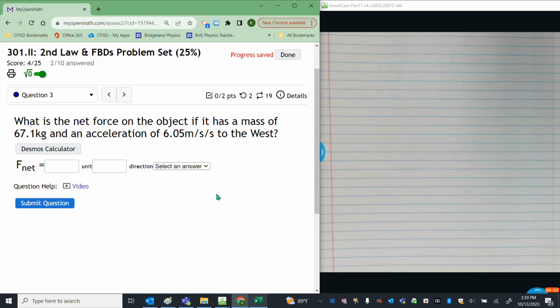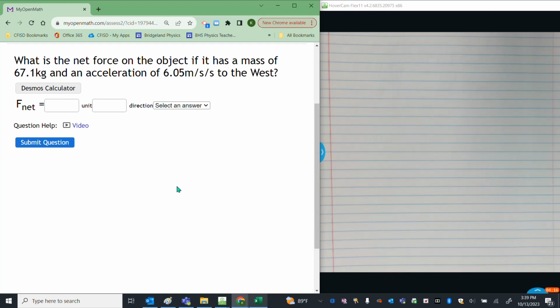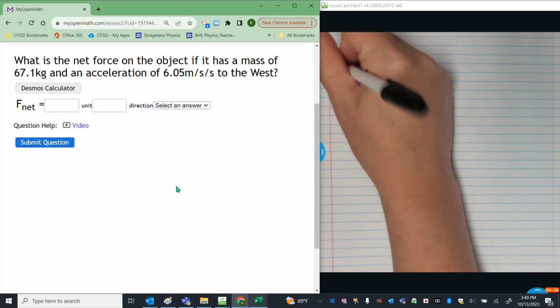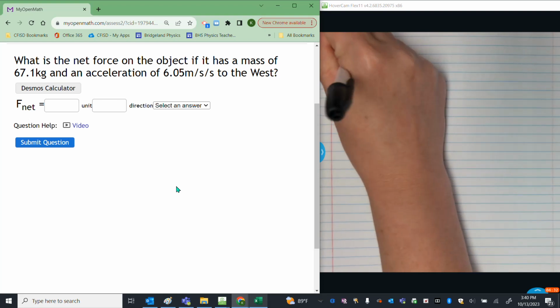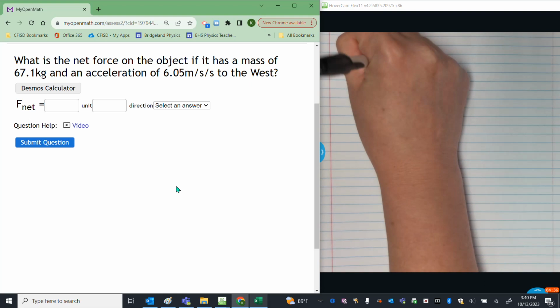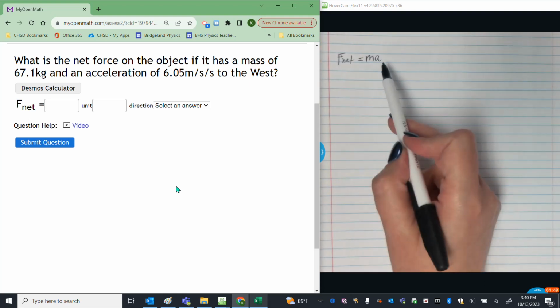The third question in this problem set states, what is the net force on an object if its mass is 67.1 kilograms and its acceleration is 6.05 meters per second to the west? In this particular question, we are going to be going back to the same equation that we have been using for this entire unit. F net equals m times a.